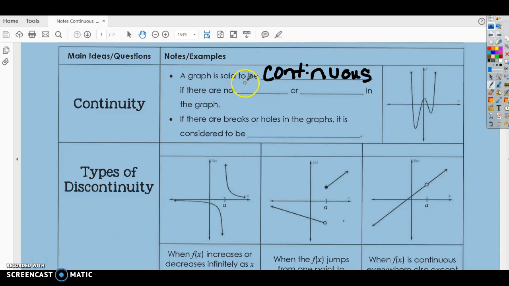if there are no breaks or holes in the graph. So basically, if you see this hand here on the graph or the little arrow, if I can trace the graph without lifting my pencil, that means there's no holes or breaks. That means the graph is continuous. Okay? If there are breaks or holes in the graph, then it is considered to be discontinuous.